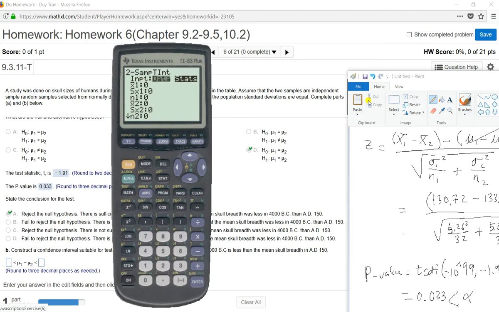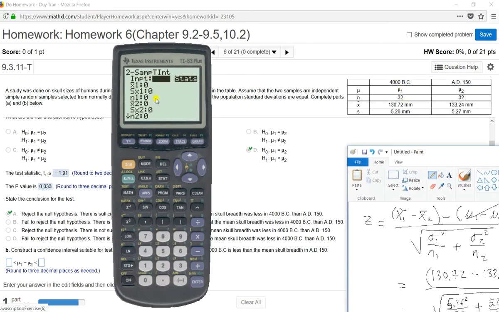Now let's go back to the question, the table here. So x1 bar in this case is 130.72, and the standard deviation of x1 is 5.26, and n1 should be 32. And x2 bar is 133.24, and the standard deviation of the second sample is 5.27, and the second sample size is also 32.